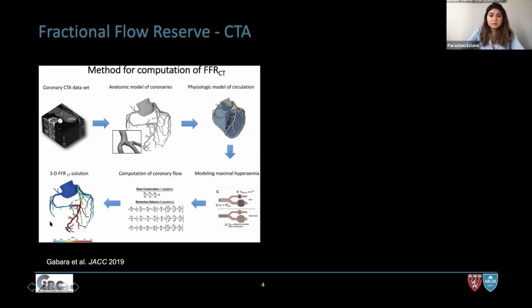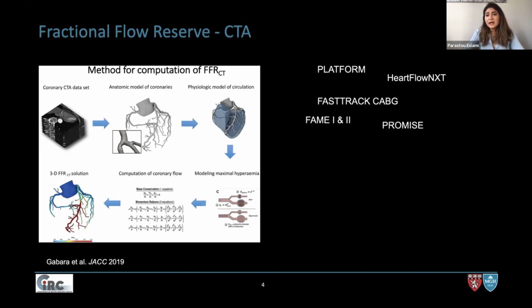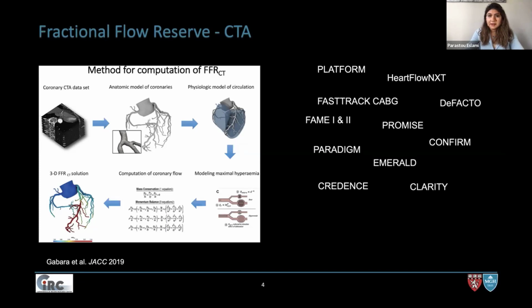And this last step, which I'm showing here as FFRCT, can be adjusted to whatever need you want. For example, you have FFRCT, endothelial shear stress, plaque structural stress, or axial plaque stress. So it is this last step that changes through different CFD applications. Now, FFRCT is the most well-known CFD application through many trials, such as PLATFORM, HeartFlow NXT, DISCOVER-FLOW, and you name it. It is really the groundwork showing that CFD is very powerful in this region.